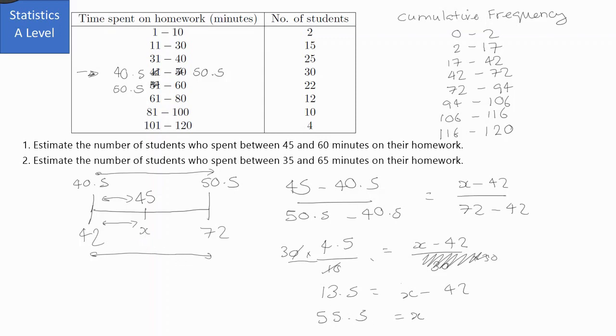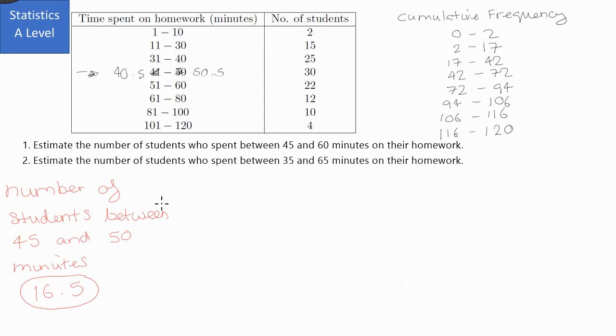So we know that that value of x there is 55.5. Now, the question asks us to find the number of students who spend between 45 and 60 minutes on their homework. So here's 45, so it's got to be how many students are above 45 in this class. So we want to know how many students are between x and 72, above 45. So to do that, we do 72 subtract 55.5, and that should give us an answer of 16.5. Okay, so that's the first bit done, so we're going to remember that number.